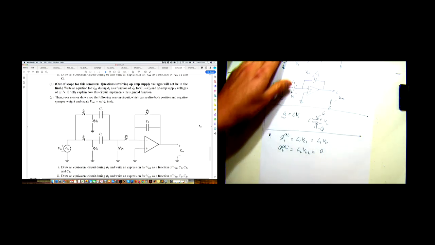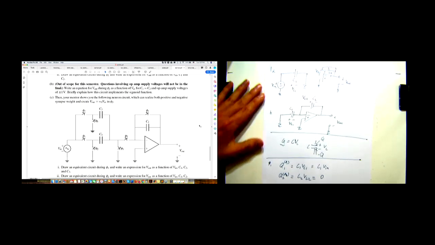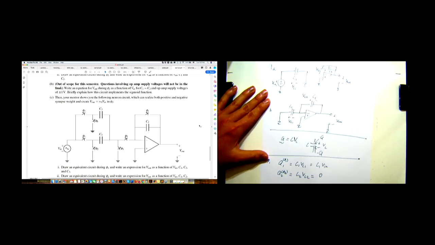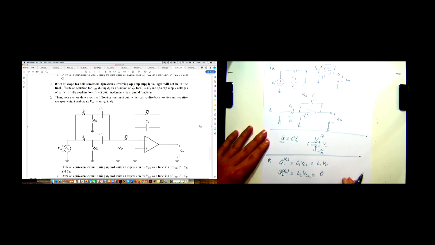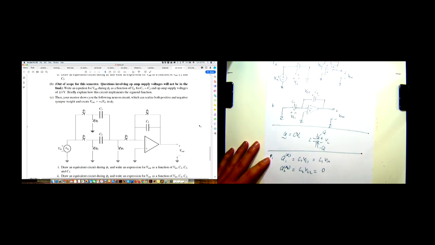Lower. Oh, you mean like this? Oh, yeah. Oh, man. Okay, so that's the charge in phase 1.